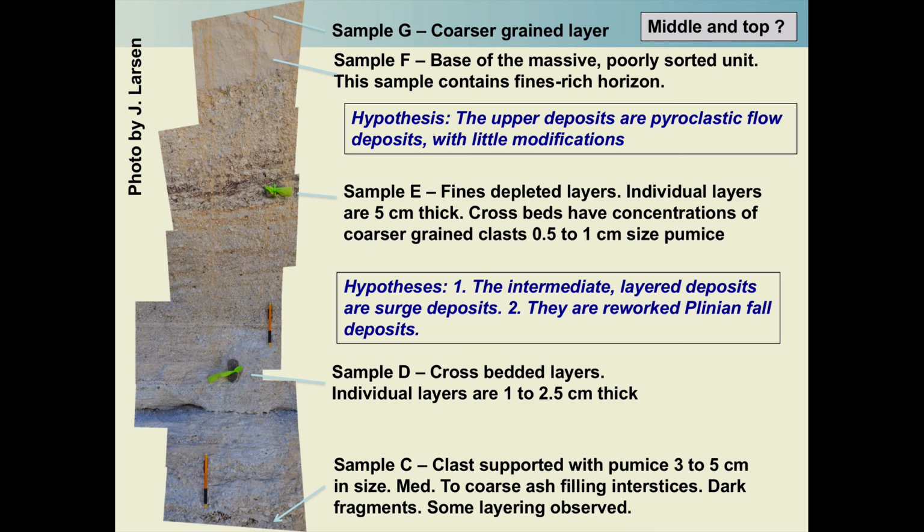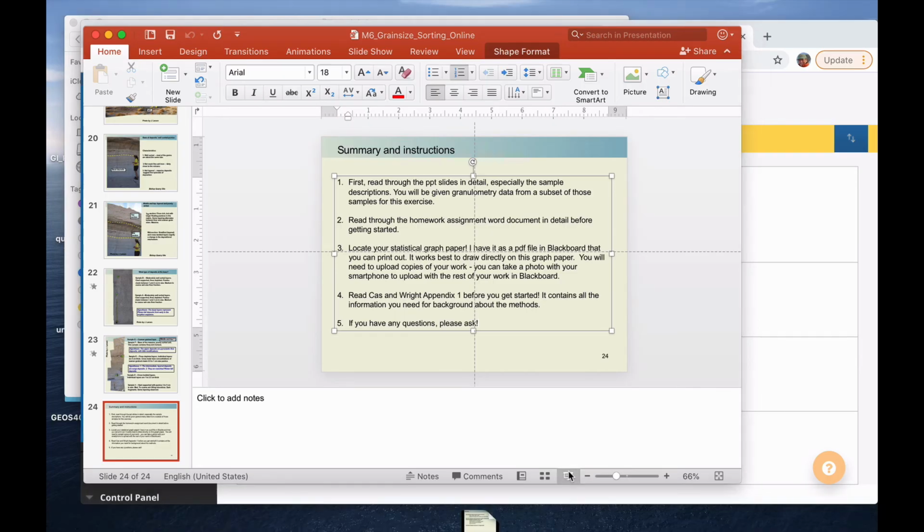So the way this works is you have fall deposits that were deposited, like the basal layers, and before the pyroclastic flow reaches this area, it's pushing a huge amount of wind in front of it, and that wind actually picks up and reworks those fall deposits and lays them down in layered and cross-bedded format. Just basically like Aeolian dunes. So those are two hypotheses, and you're going to use granulometry data to try to answer those questions.